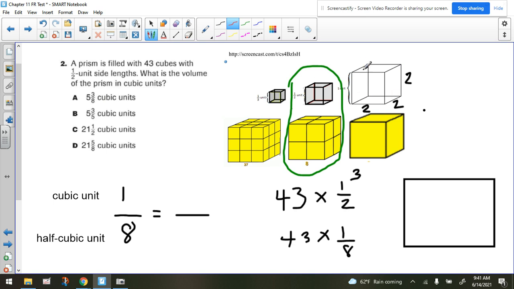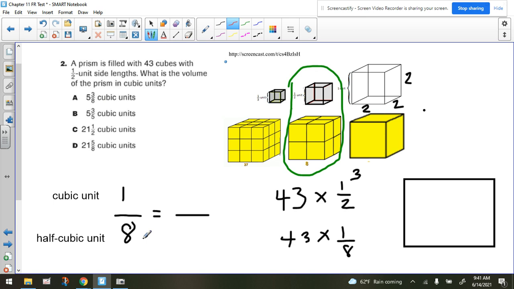If this is considered a full unit cube and this is a half-unit cube, if you count how many of them there are in a full unit, it's my hope that you can see that there'd be 8. So one of the strategies that we talked about in class is the idea that for every 1 cubic unit, you would need 8 half cubic units.